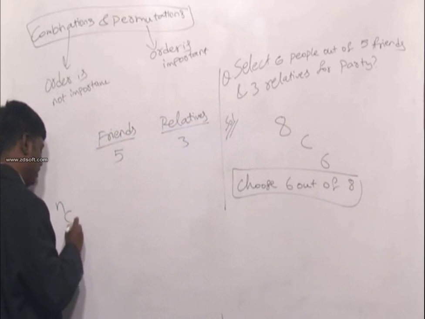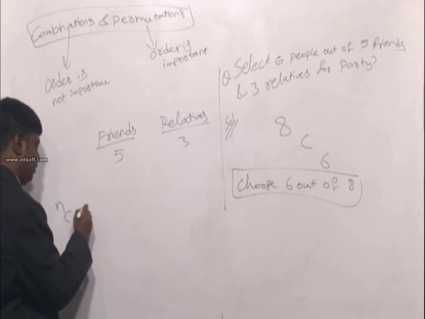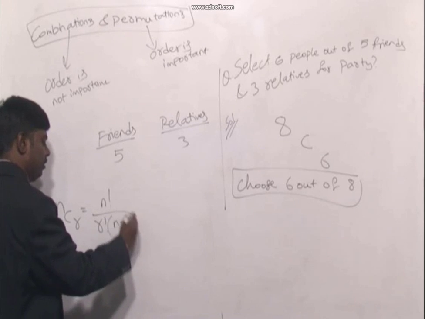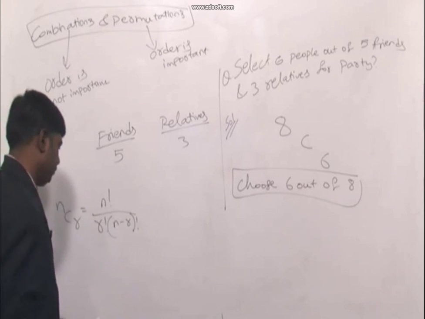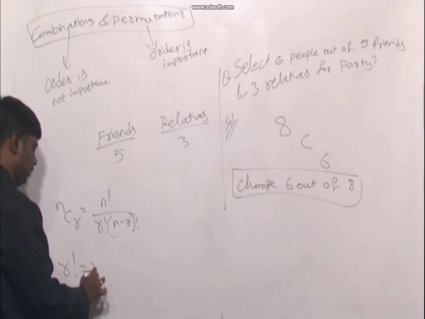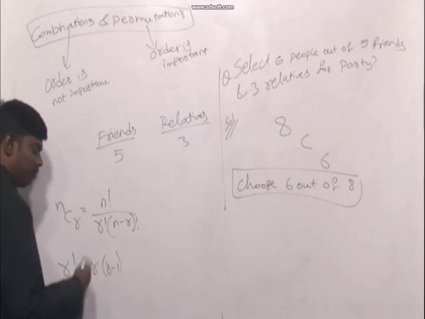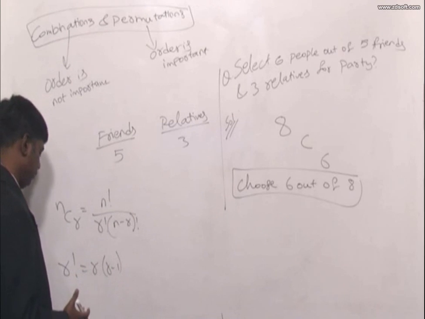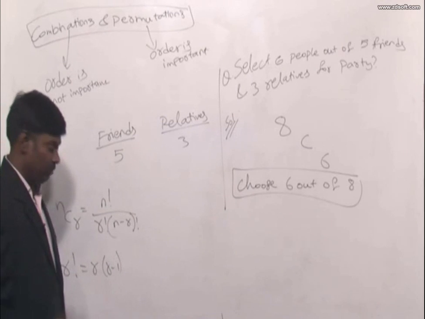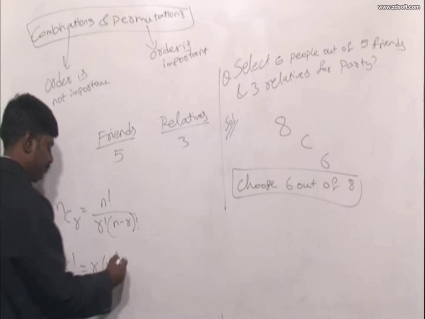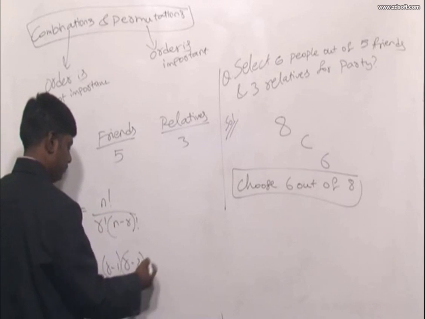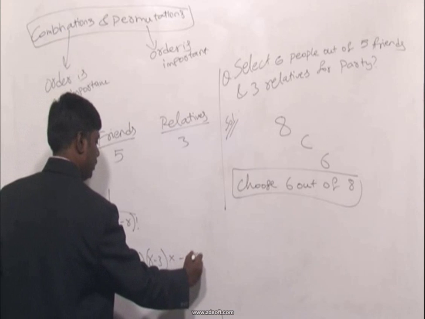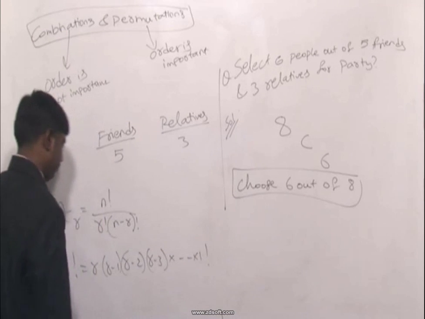Going by nCr, you choose r out of n. It is given by n factorial divided by r factorial into (n minus r) factorial. By the way, what is factorial? Factorial is defined only for whole numbers. You subtract 1 till you get 1.